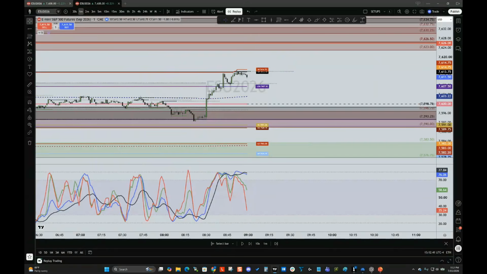This is today's ES chart, 1-minute time frame at 9 a.m. Eastern. I'm using the replay function of TradingView to show you how the setups develop. Let's move forward and look for the setups.